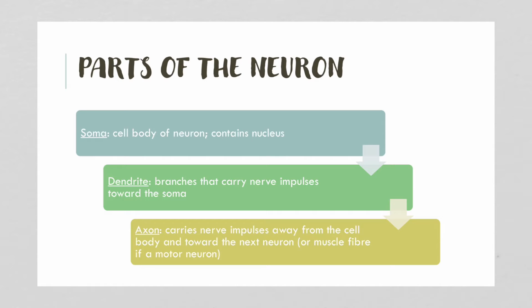So the parts of the neuron. So the soma is the cell body. It contains the nucleus. The dendrites, we call them the receivers. They're the branches that collect the nerve impulses and send them towards the cell body. The axon carries the nerve impulses away from the cell body towards the next neuron or muscle fiber, if it's attaching to a muscle, if it's a motor neuron.